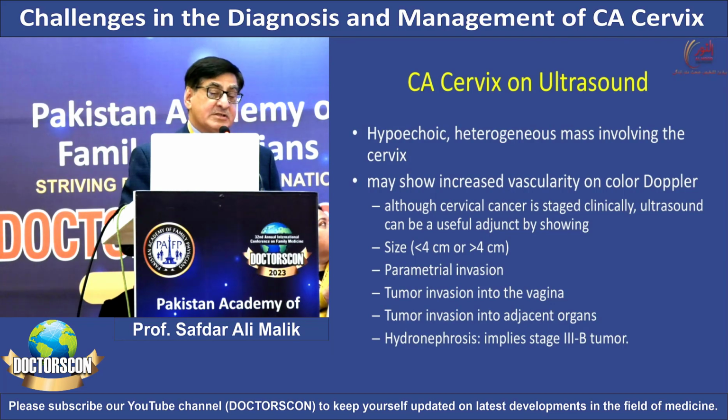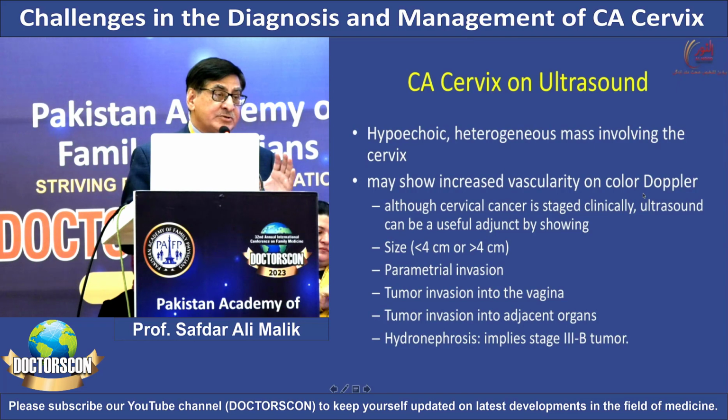How it looks on the ultrasound, very, very important. Normally, it is smooth in outline. It will be comparatively more hypoechoic. Hypoechoic means more black. More black means more vascularity. More vascularity means more blood flow. That means there is some mitotic activity going on. A heterogeneous mass involving the cervix may show increased vascularity on color Doppler.